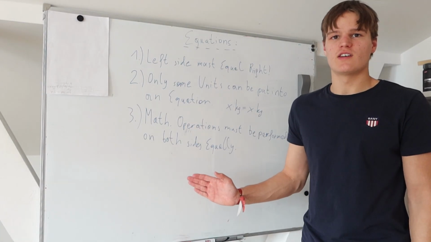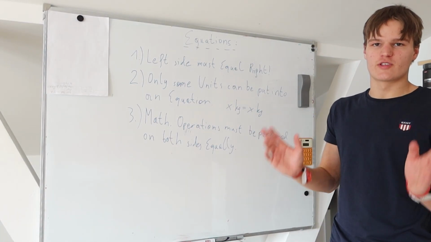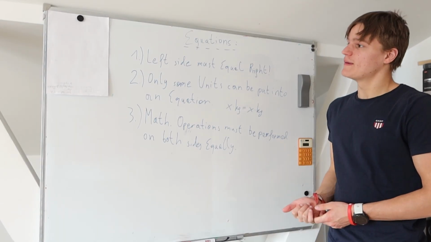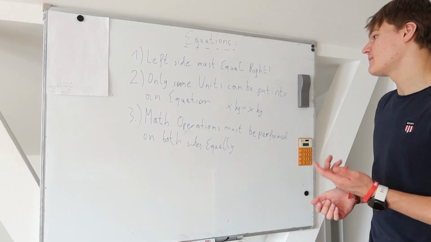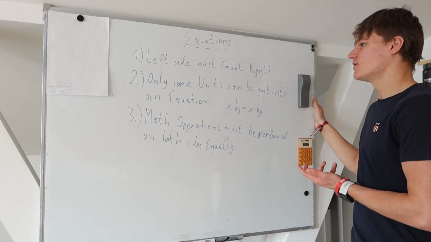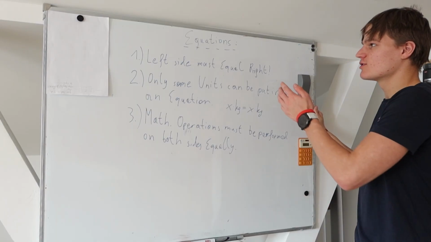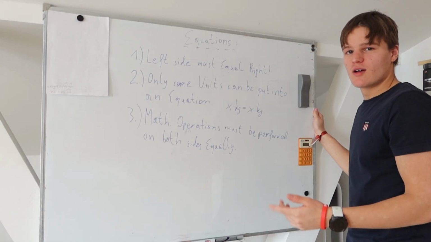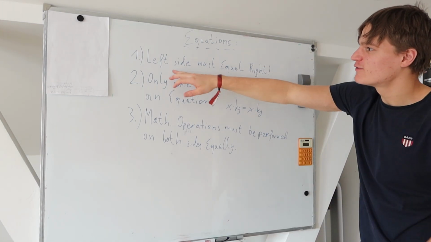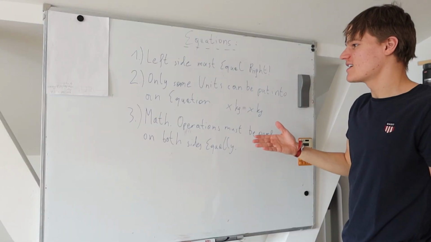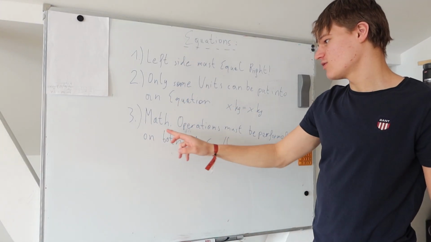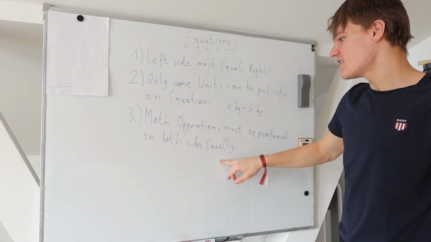Right, guys, so this is a summary. Off the top of my head, I do not know more than these 3 rules. If you guys know more, leave them in the comments, but these are the rules that I basically keep in mind when doing equations, because I really can't think of anything else. It's literally called equations. So maybe one thing to help you guys: equations, equate, it's the same. Left must be right, it's the same. Only the same units can be put into an equation. And mathematical operations must be performed on both sides equally.